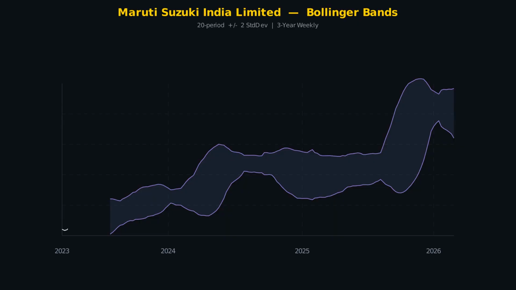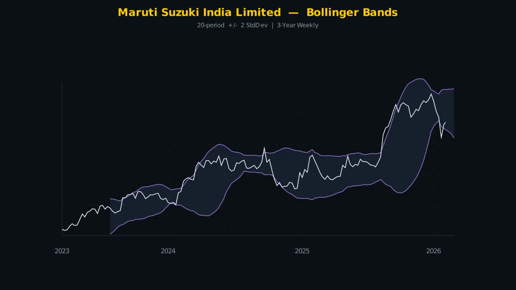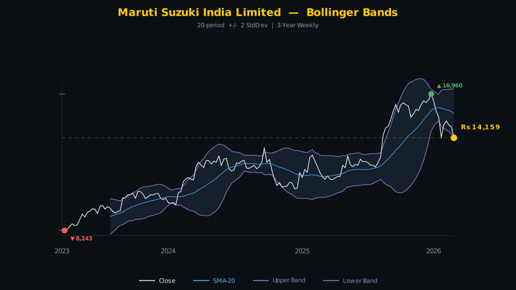The shaded region breathes in and out with volatility. Currently, the bands show wide volatility at 18.4%. The price is inside the bands, consolidating. Notice how the price repeatedly bounces between upper and lower bands over this 3-year period. Each touch of a band is a signal.